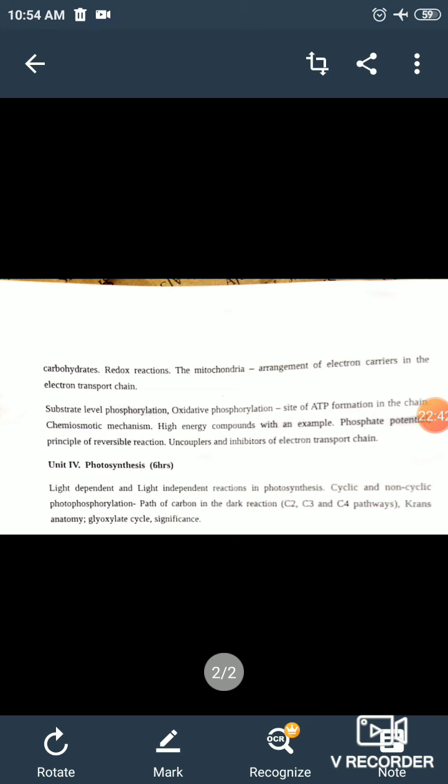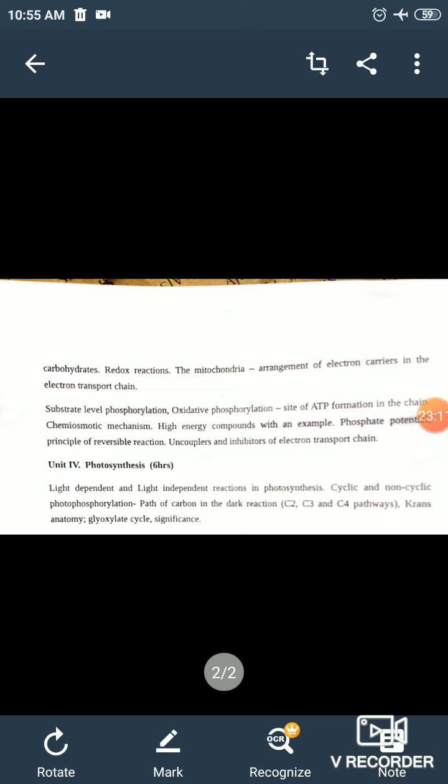So there are many compounds which are targeted, etc. So this is about aerobic respiration. We covered aerobic as well as anaerobic. The fourth unit is photosynthesis. So you know what photosynthesis is all about. What are the different reactions involved in photosynthesis?